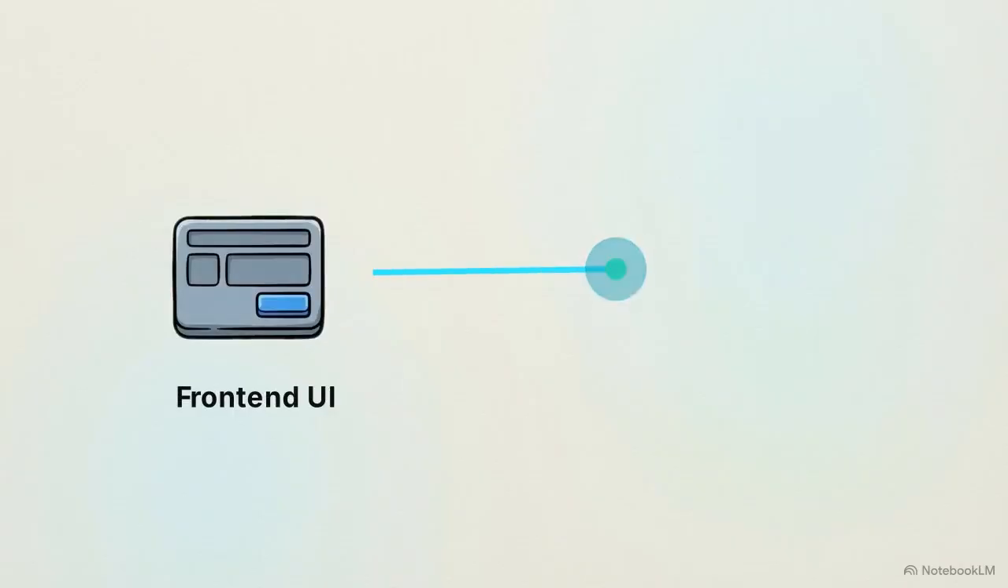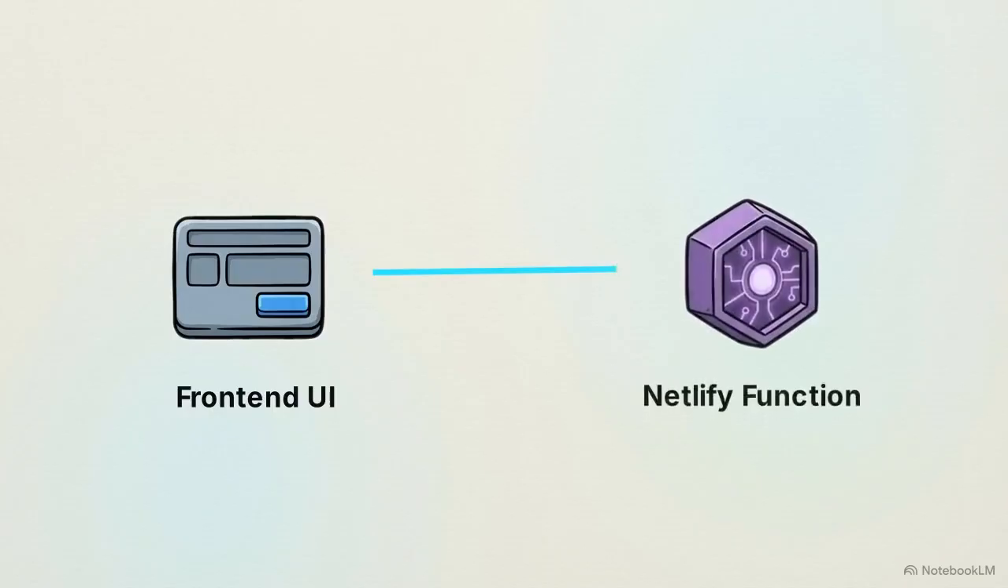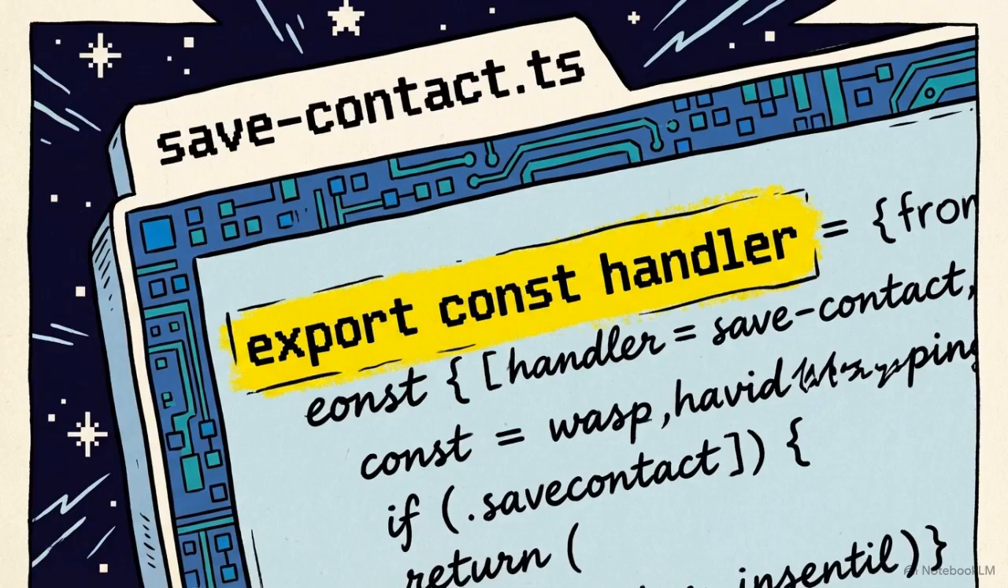Instead of spinning up a full traditional server, we use a Netlify function. This acts as a secure, invisible catcher for the form's payload, living as an isolated endpoint in your project.